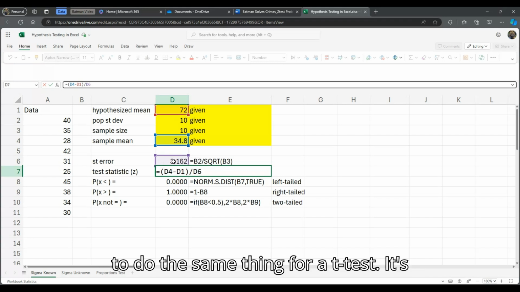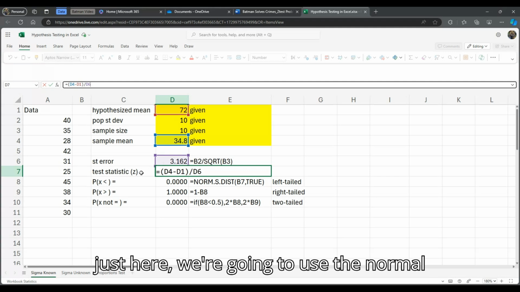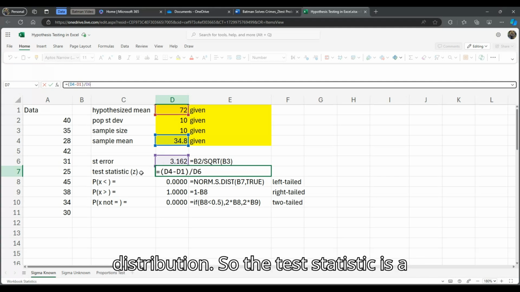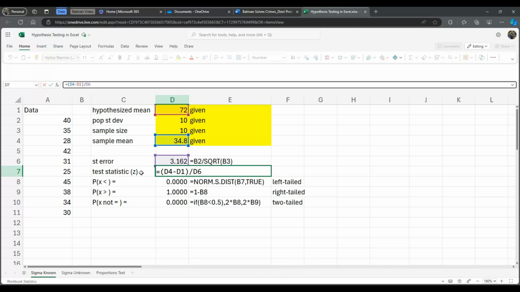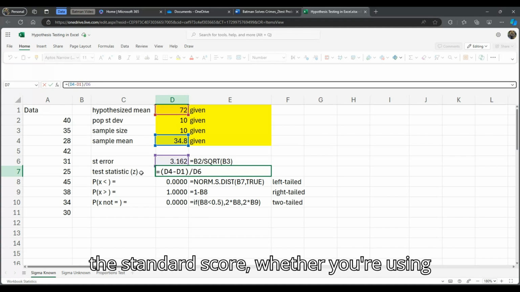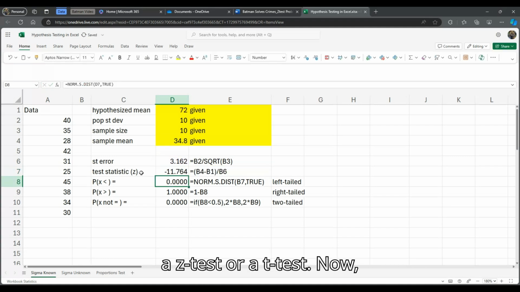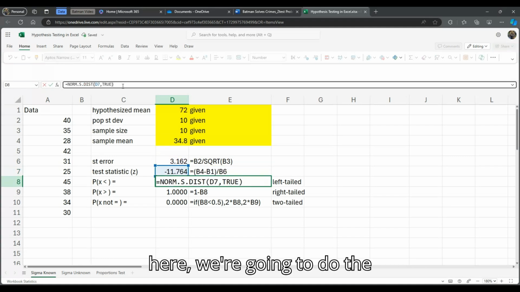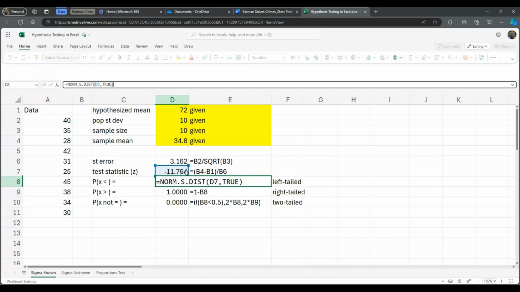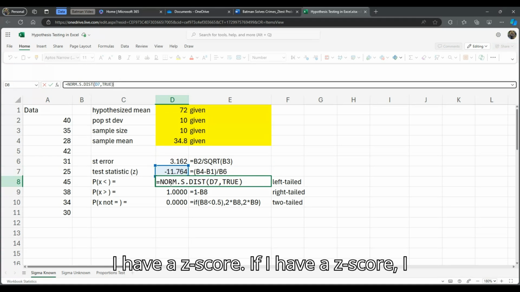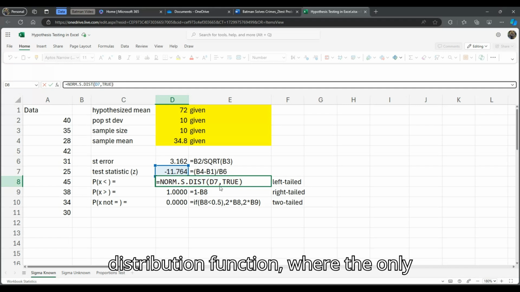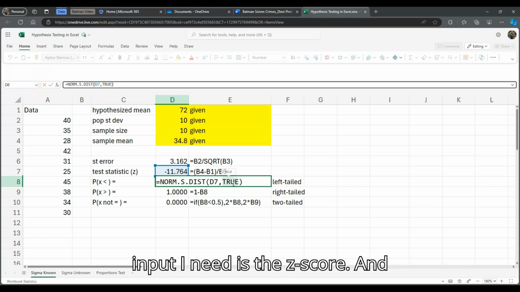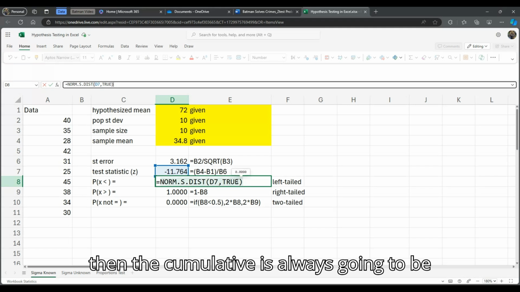Now, I'm actually going to do the same thing for a t-test. It's just here we're going to use the normal distribution, so the test statistic is a z. But this is how you calculate the standard score, whether you're using a z-test or a t-test. Now, here we're going to do the normal standard distribution. I have a z-score. If I have a z-score, I might as well use the NORM.S.DIST function, where the only input I need is the z-score, and then the cumulative is always going to be true.